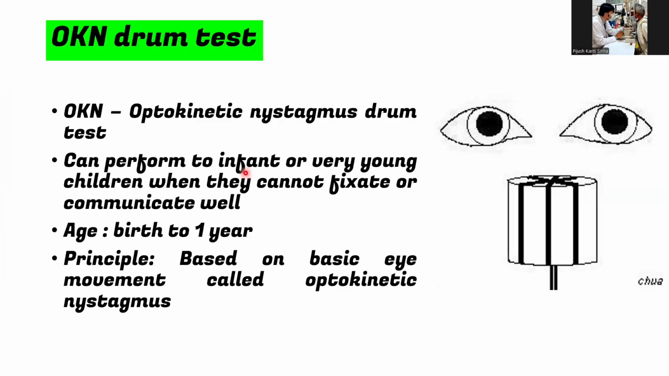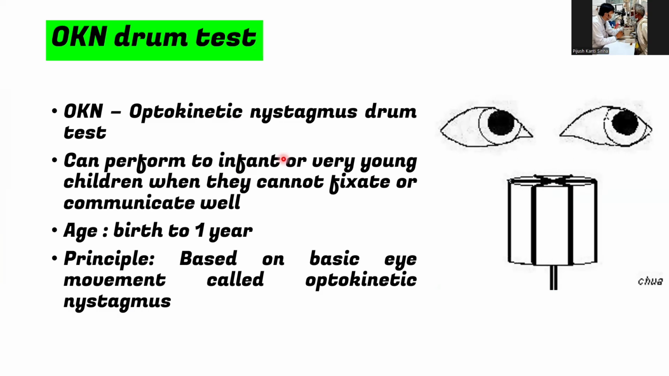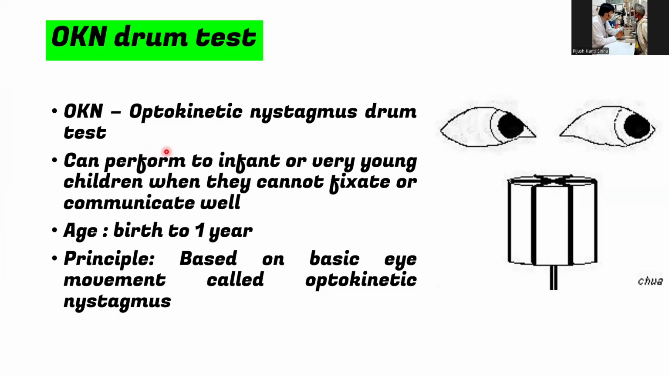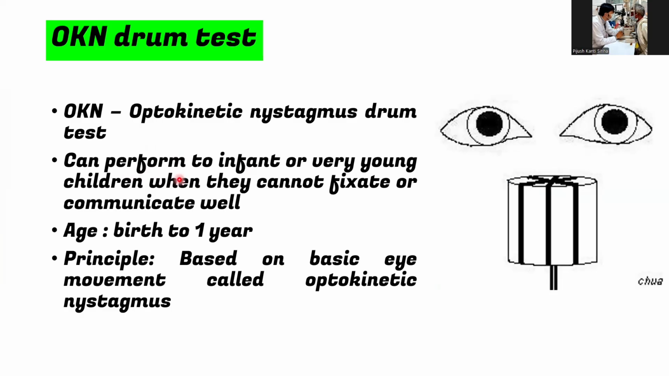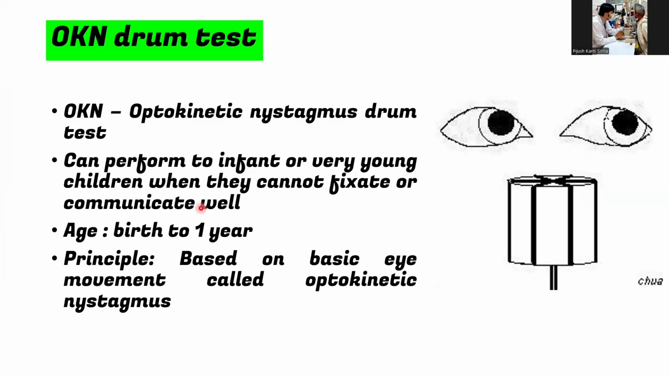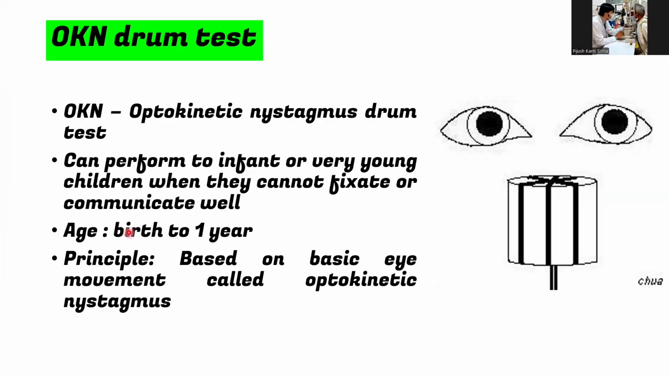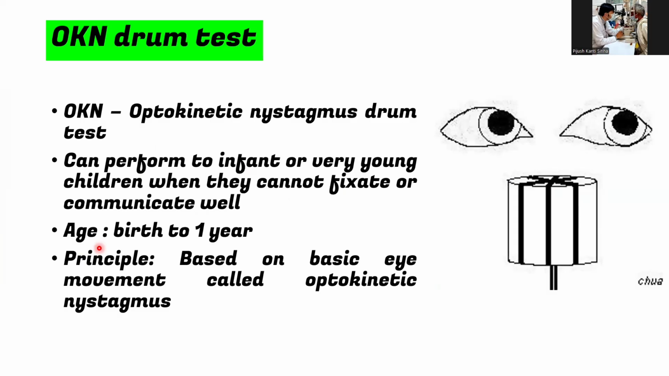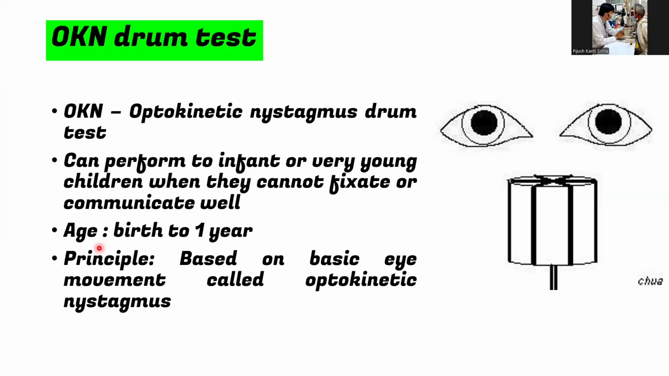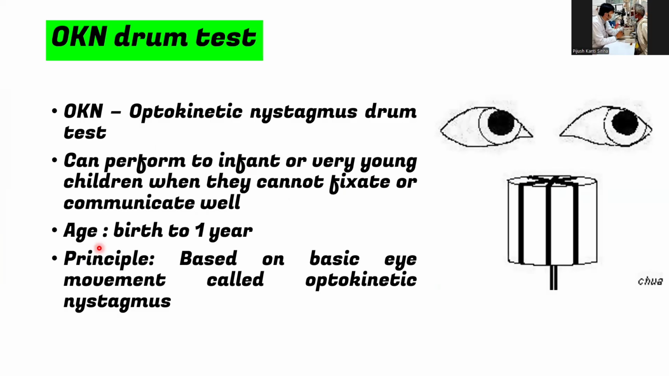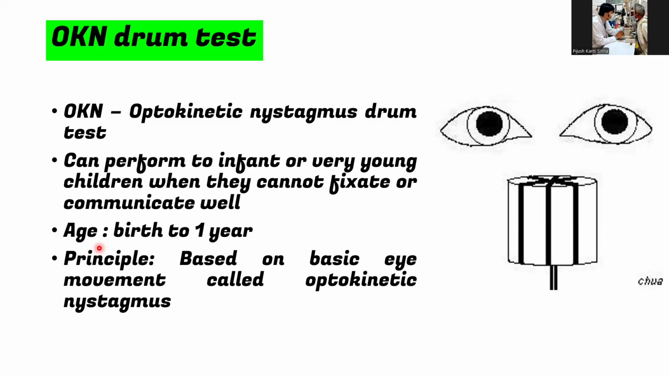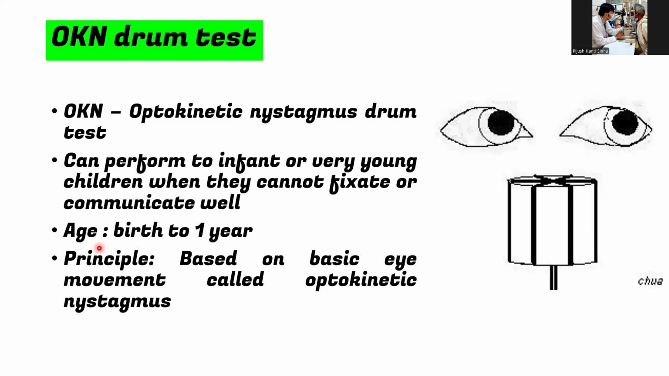Now, let us discuss the OKN, known as the optokinetic nystagmus drum test. This OKN can be performed on infants or very young children when they cannot fixate or communicate well. It can be done in the age range of birth to 1 year. The principle is based on a basic eye movement called optokinetic nystagmus. So what is optokinetic nystagmus? It is simply the eye's natural automatic reflex to follow a large moving pattern.